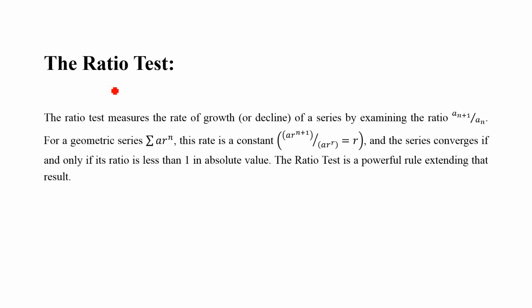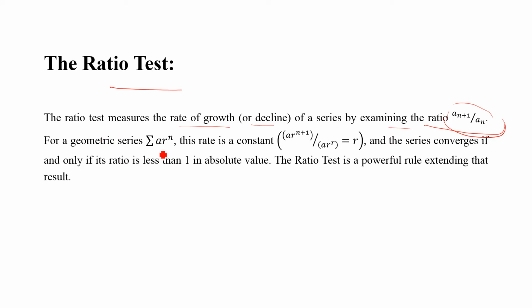Next, ratio test. So actually the name indicates that we are going to analyze or examine the ratio of something. So let's see what type of ratio we are going to examine in this test. The ratio test measures the rate of growth or decline of a series by examining the ratio of two consecutive terms, an plus 1 divided by an, the ratio of an plus 1 and an.